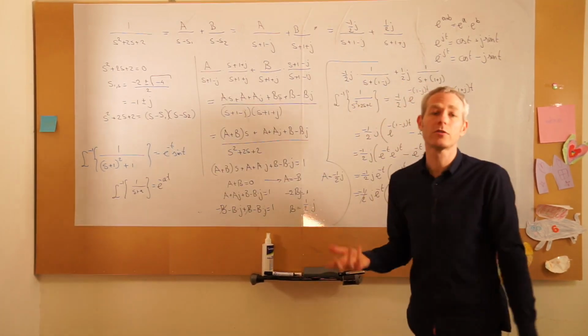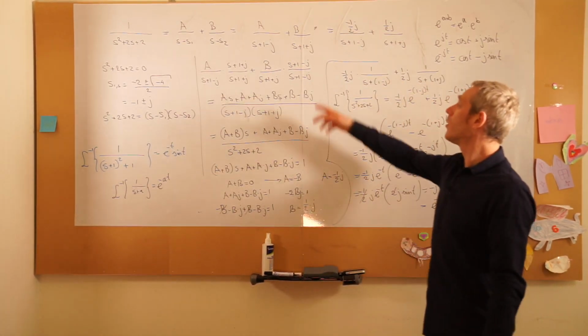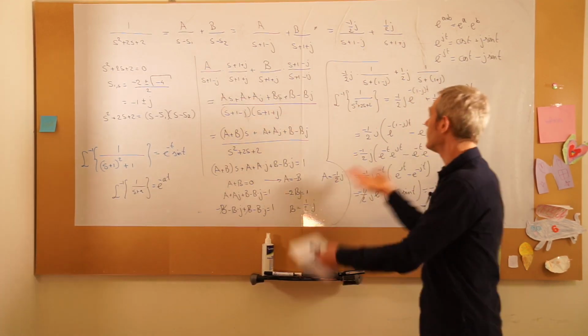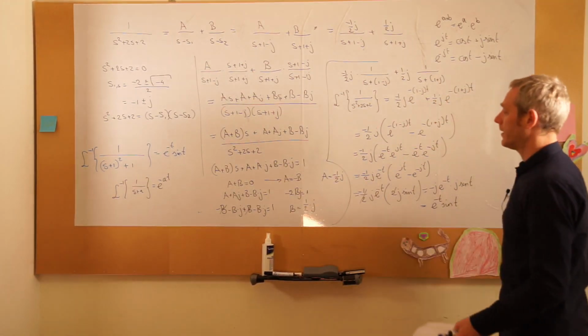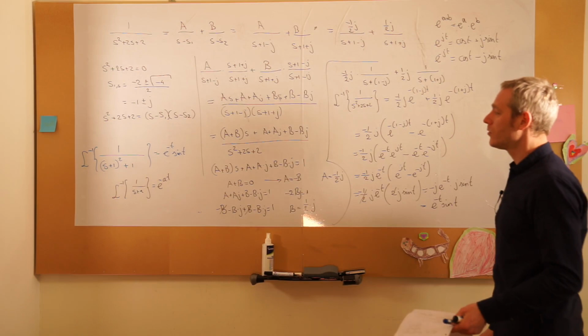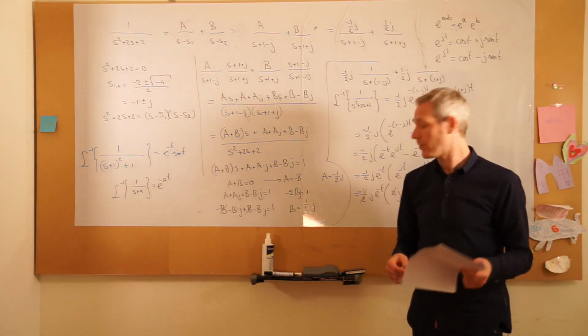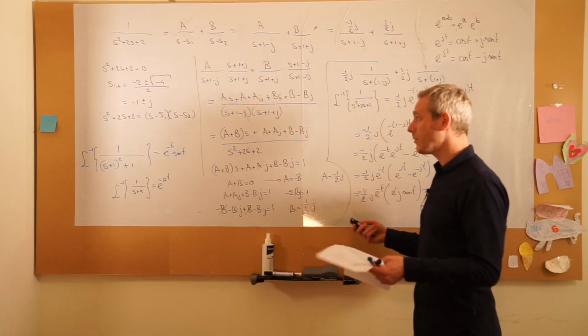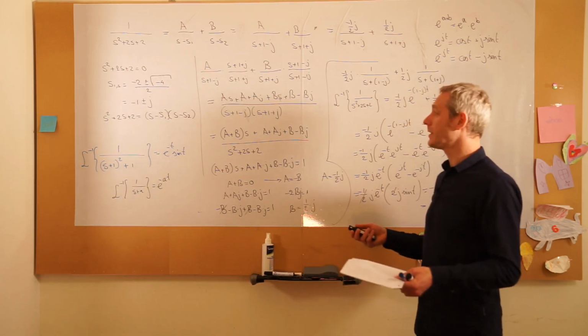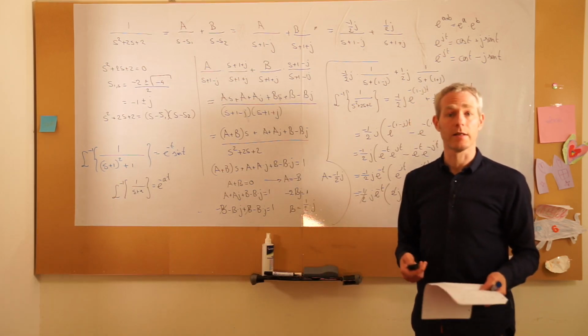If we really want to do partial fraction expansion with complex roots, yes, we can do it, but why? This is too much work for something that we can do a lot faster in a different way. So if you really want to go down that road, fine, but I would recommend using completing the square.